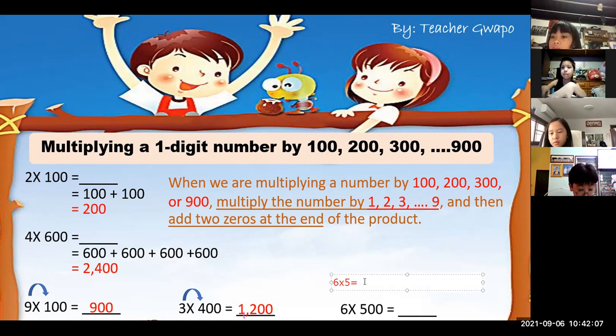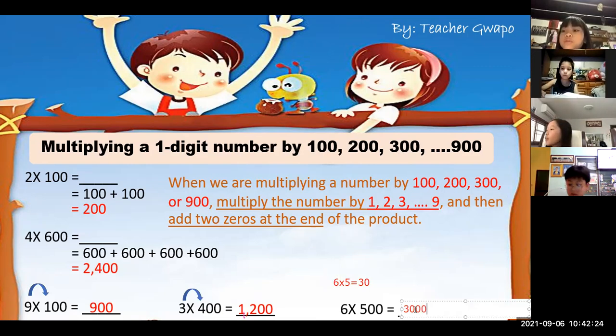Okay. So 6 times 5 is 30. Very good. The answer is 30. That's correct. So we will just write here 30, right? Right here, 30. And then we will just add 2 zeros here. So 0, 0. Okay. So the answer is 3,000. Thank you, Rita. Okay, so that's it.